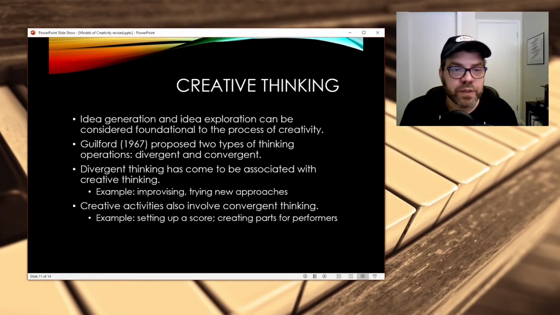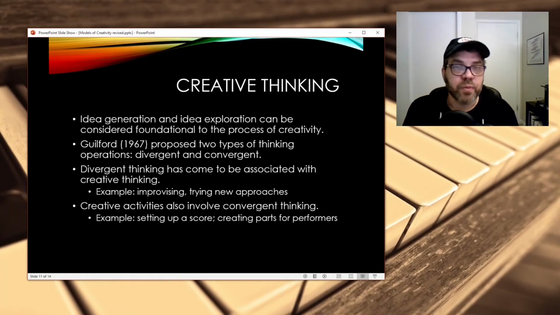Okay, so J.P. Guilford in 1967 proposed 2 types of thinking, which he called divergent and convergent. And divergent is kind of like thinking outside of the box, looking at different approaches, brainstorming. It's considered nonlinear. And that type of thinking has come to be associated with creative thinking. So consider something like improvising, where you're trying different approaches or just trying new approaches in general. That's divergent thinking.